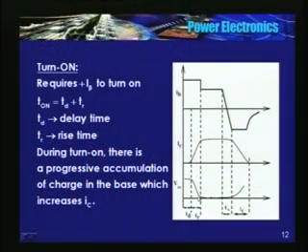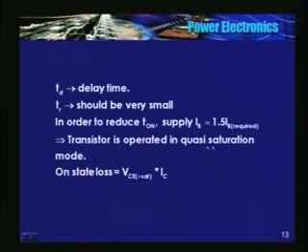When the device is turned on, VCE has dropped down to a very low value, of course definitely not equal to 0. It is VCE sat. In a good power transistor, this value could be of the order of 2 volts. So the on state power loss is VCE sat multiplied by IC. In order to reduce the T on period, supply a base current equal to 1.5 times the required or steady state IB.